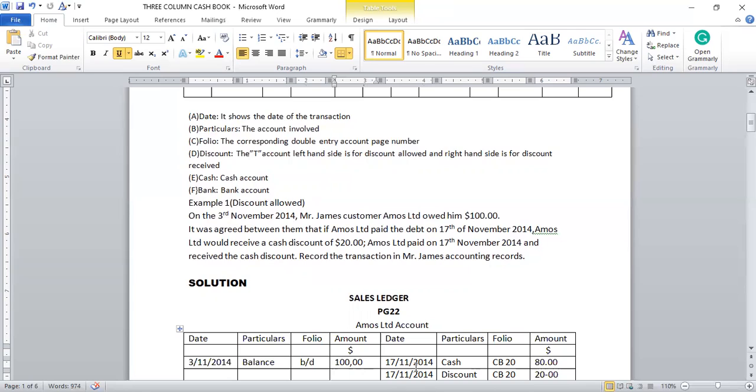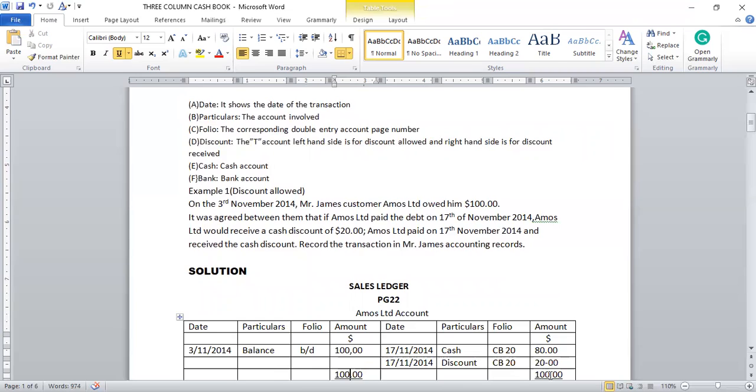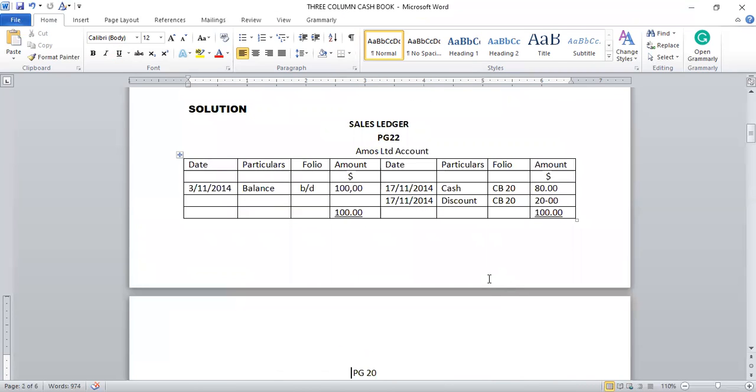So 17th November 2014, that's the date. The particulars is the cash. That's where the corresponding entry can be found. And as fully analyzed, cash will pay 20, and the amount is $80. And then the discount that he received, $20. So it's 17th November 2014, the date, by the particular discount. So his account has been closed.